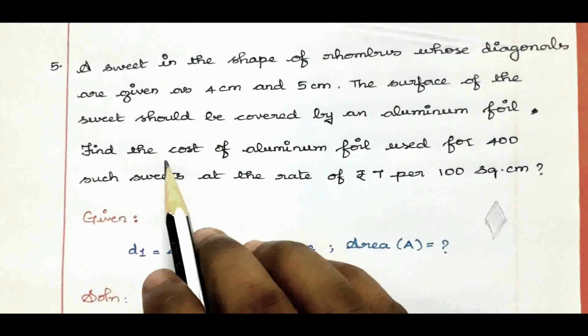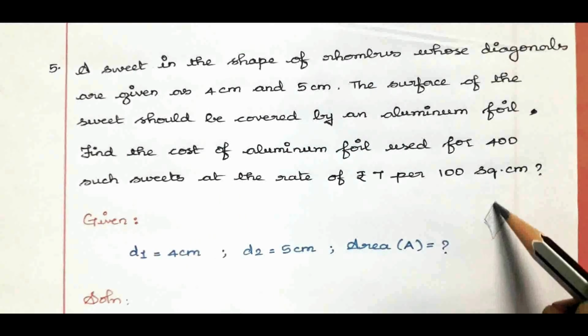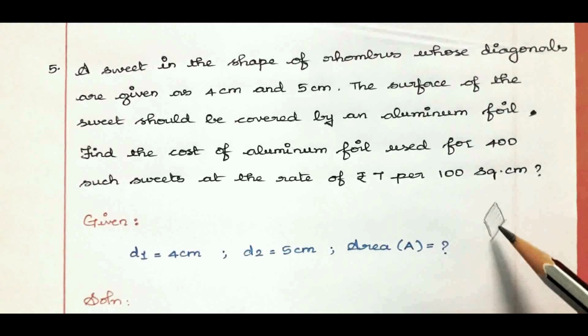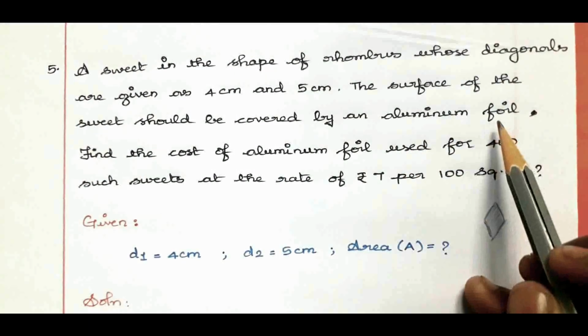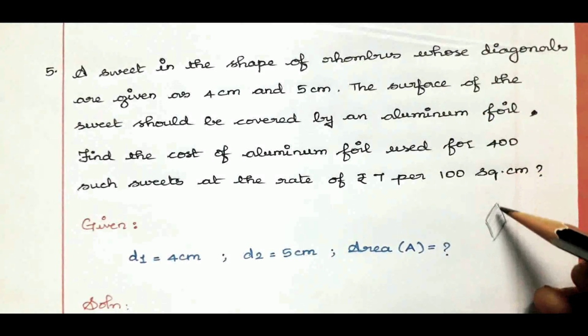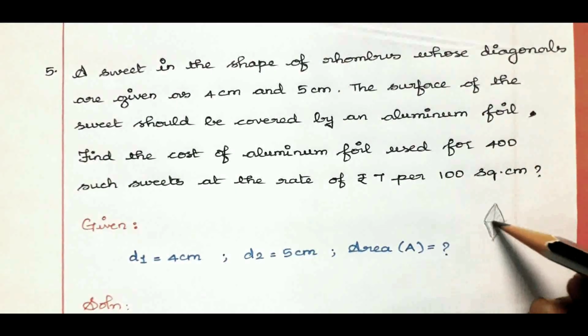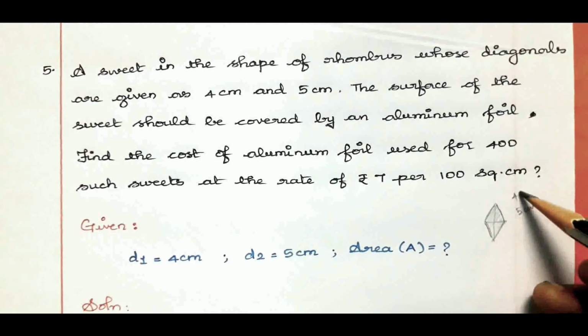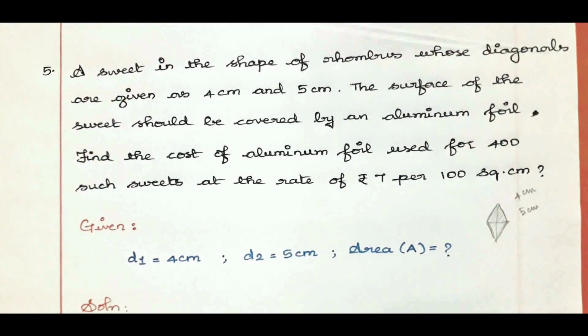Okay, let me explain the question. There is a rhombus shaped sweet and that sweet is covered by an aluminum foil. They have given the rhombus shaped sweet's diagonals. One is 4 centimeter, the other one is 5 centimeter. So now you are clear with the question.